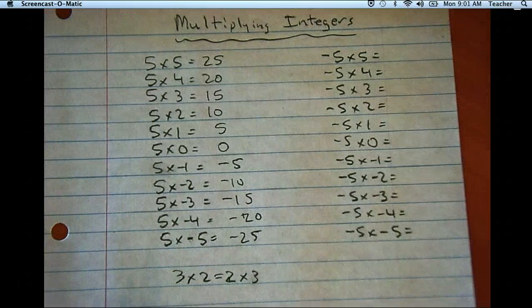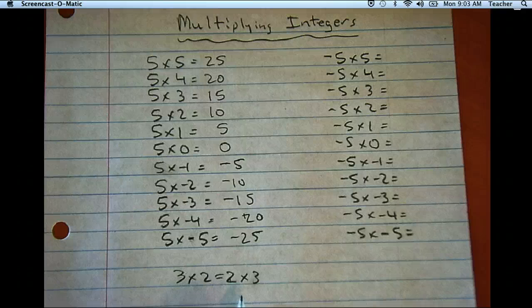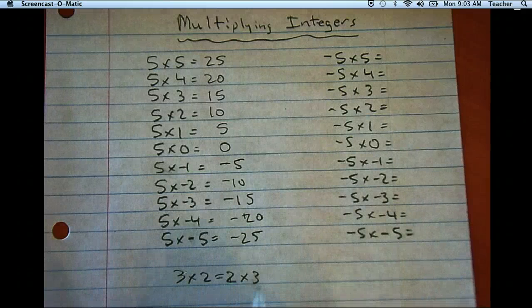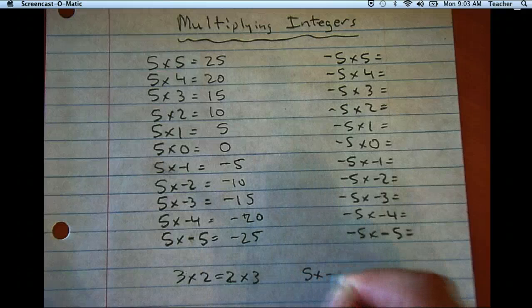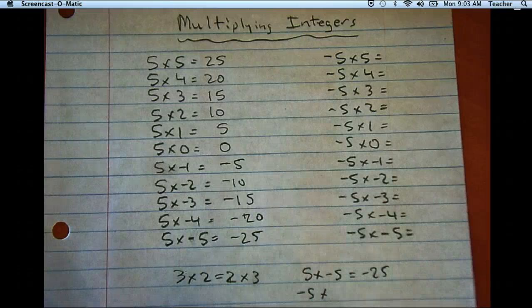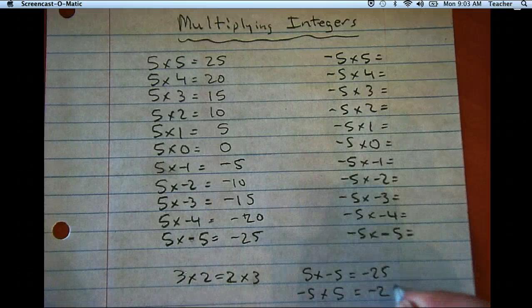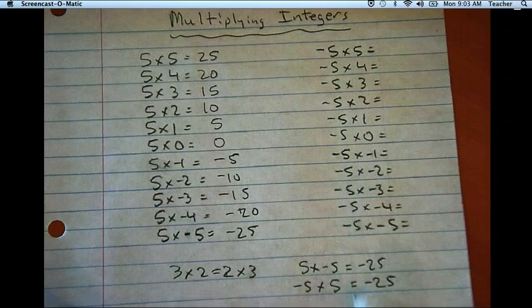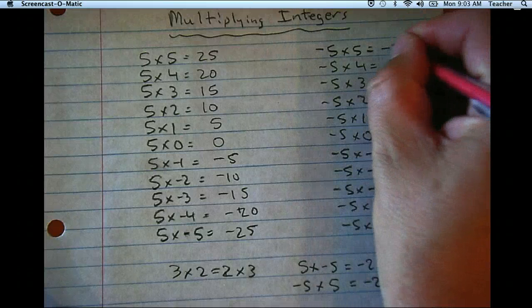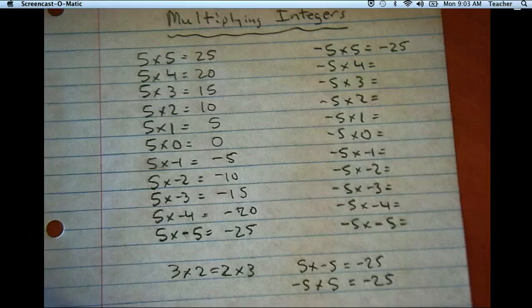But first, I just want you to think about 3 times 2 is 6 and 2 times 3 is 6. Multiplication is called commutative. You can change the places of the numbers and they're equal to each other. So since 3 times 2 is 6 and 2 times 3 is 6, I'm going to say 5 times negative 5 is equal to negative 25, and negative 5 times 5 is also equal to negative 25. And I'm going to use that and bring this number up here. So I'm going to say that 5 times negative 5 is equal to negative 25.